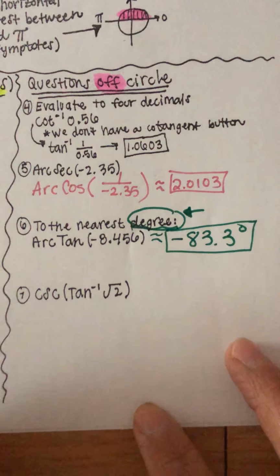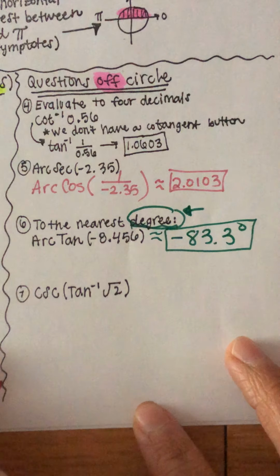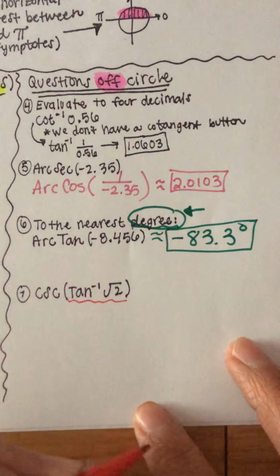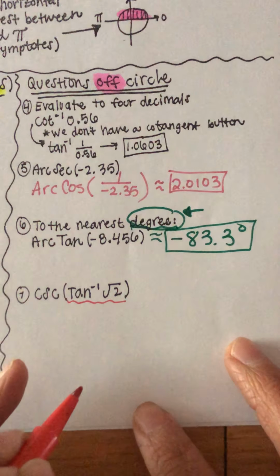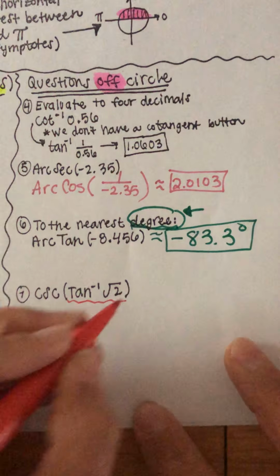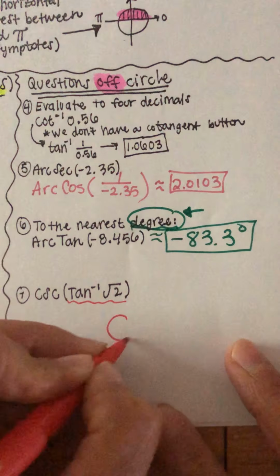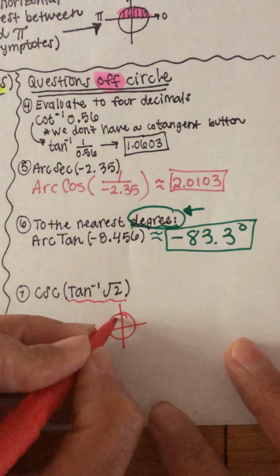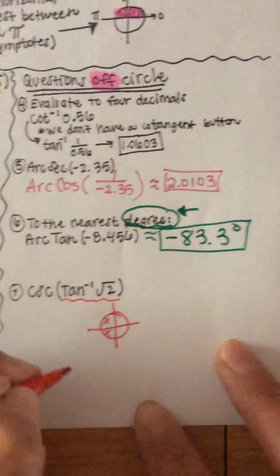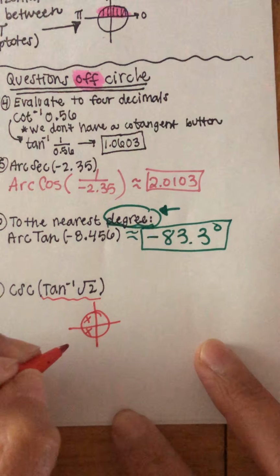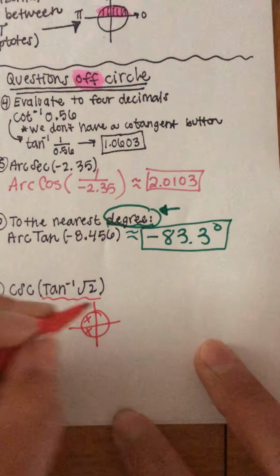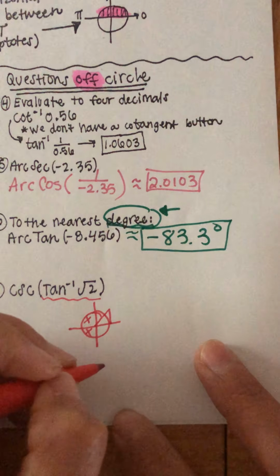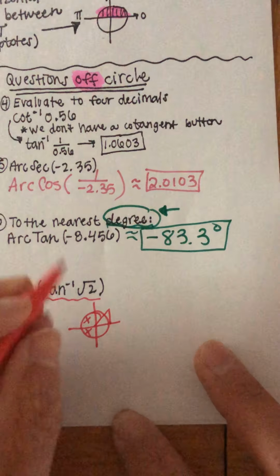All right, number 7, cosecant of tangent inverse of the square root of 2. Okay, so for this problem in general, we need to work from the inside out. So we first need to work on tangent inverse. So let's look at the unit circle. And tangent is only on the right side of the graph. And we're looking for where the tangent is the square root of 2.